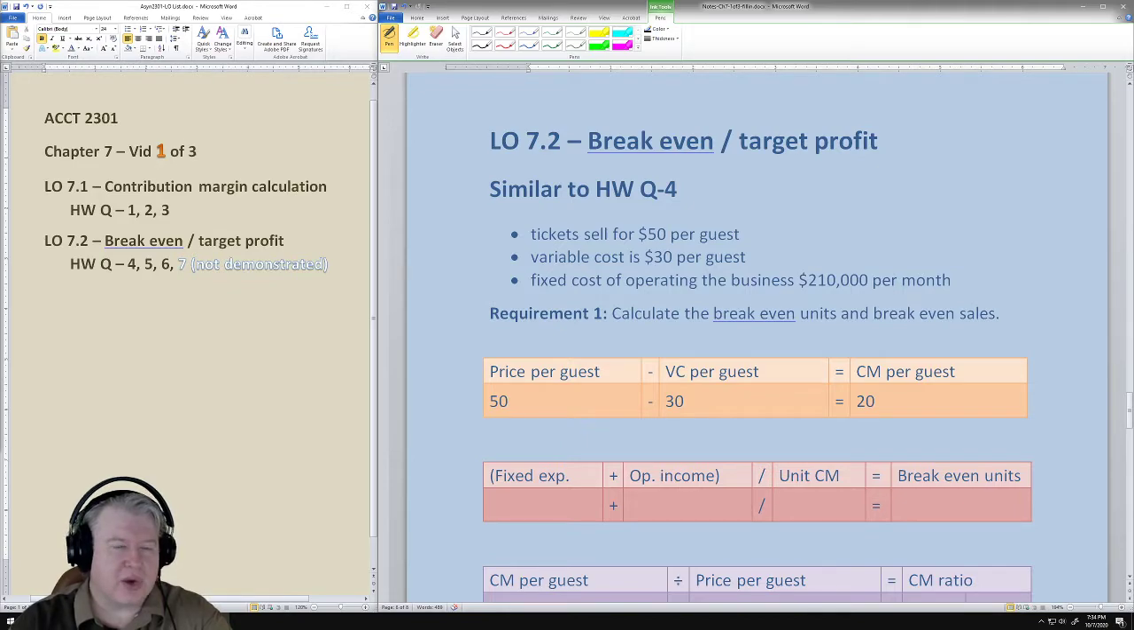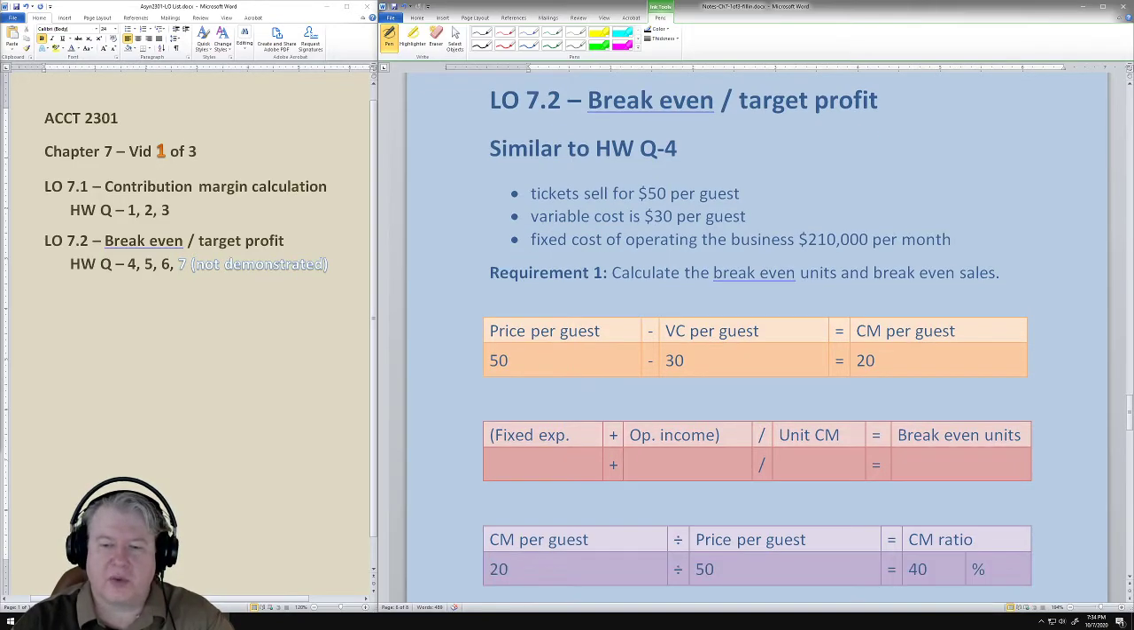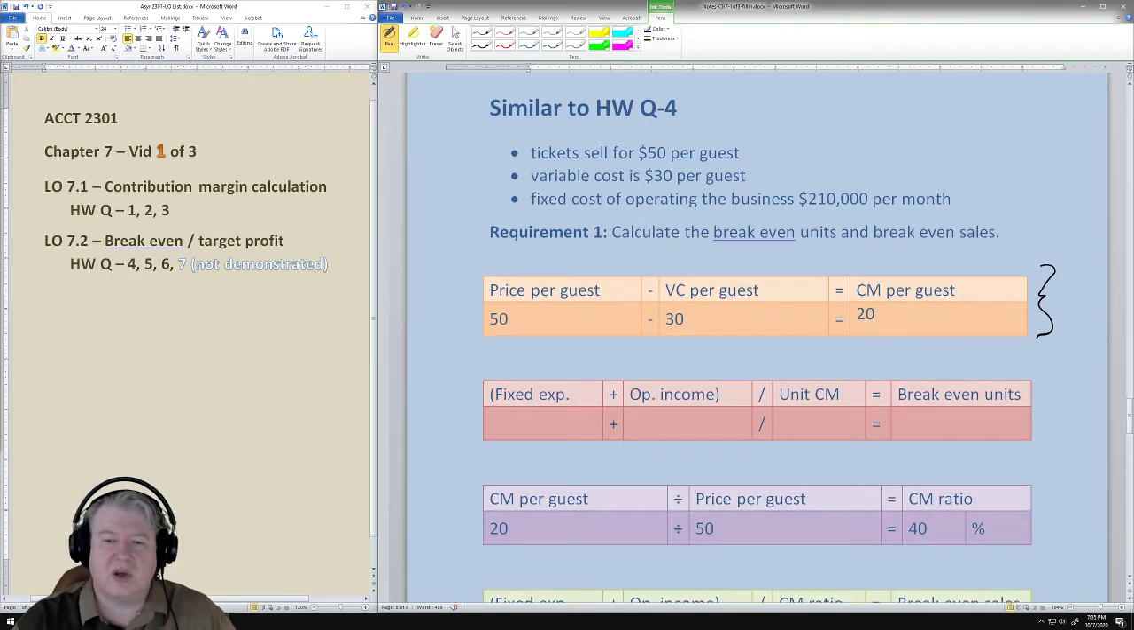Okay, so here we're going to redo a few things. If you notice, we still have this same scenario. Sales price is $50, variable cost is $30, and fixed expense is $20. So rather than recalculate this, you may have to recalculate it in yours, but remember, first thing you need to do is calculate the contribution margin. And it says calculate the break-even units. In other words, how many guests do we need to have? And what would be the sales?